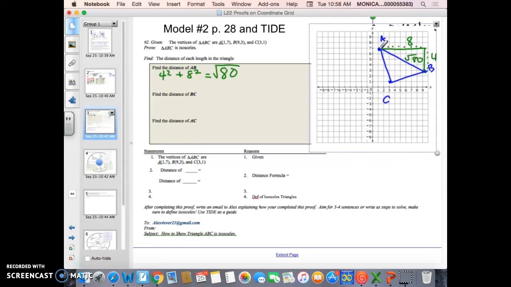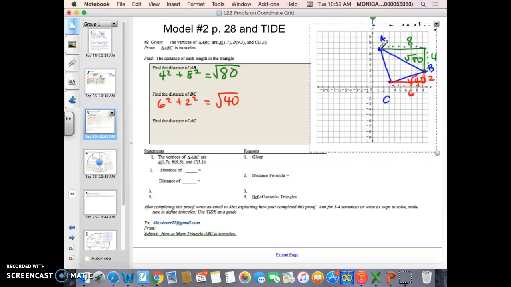All right. Now I'm going to test the next side. I'm going to find the length from B to C. So I'm going to look from here to here. So this has a length of 2, and this has a length of 6. So this is 6 squared plus 2 squared, which is 36 plus 4, which is the square root of 40. Well, clearly, I know right now that these two sides are not congruent to each other.